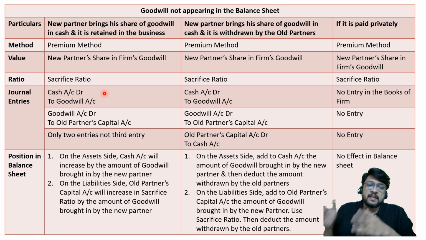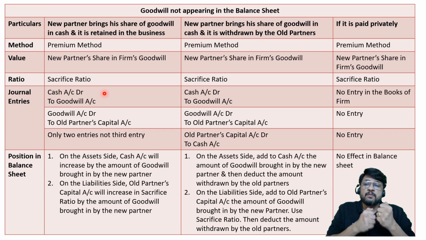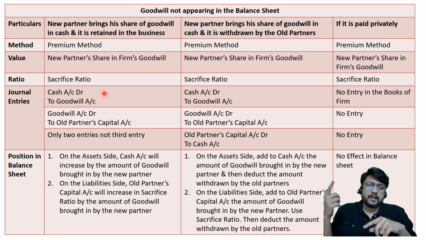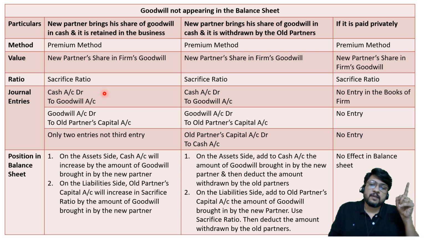Because for the past 10 years, 15 years, our old partners were working hard. With their hard work, dedication and customer satisfaction, they have generated goodwill, but it is a self-generated goodwill, so there is no cost to this goodwill. There is a value to this goodwill, which we have calculated either by average profit method or by super profit method.